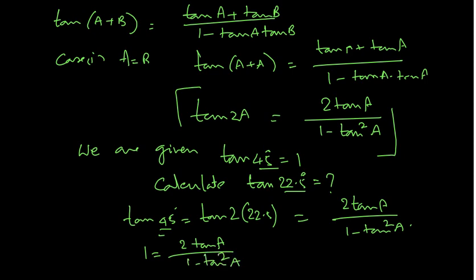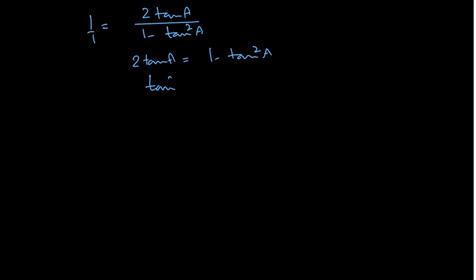Correct? Then 1 equals 2 tan A divided by 1 minus tan squared A. So you do the cross multiplication, then you get 2 tan A equals 1 minus tan squared A. Then make it a quadratic: tan squared A plus 2 tan A minus 1 equals 0. This is the important thing we are covering right now. So this kind of question can come.